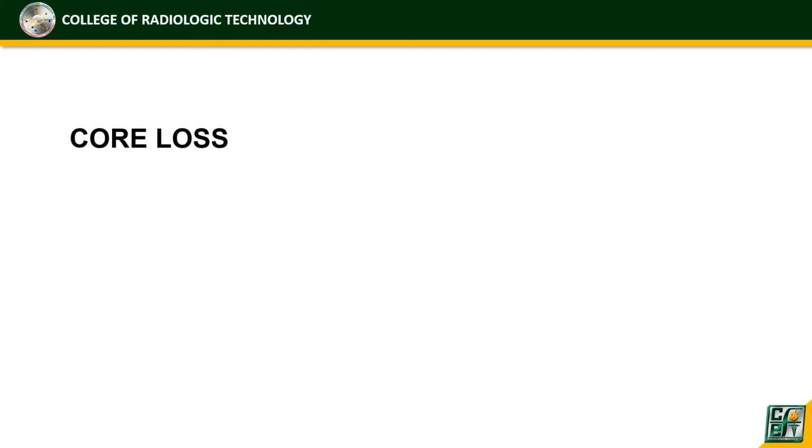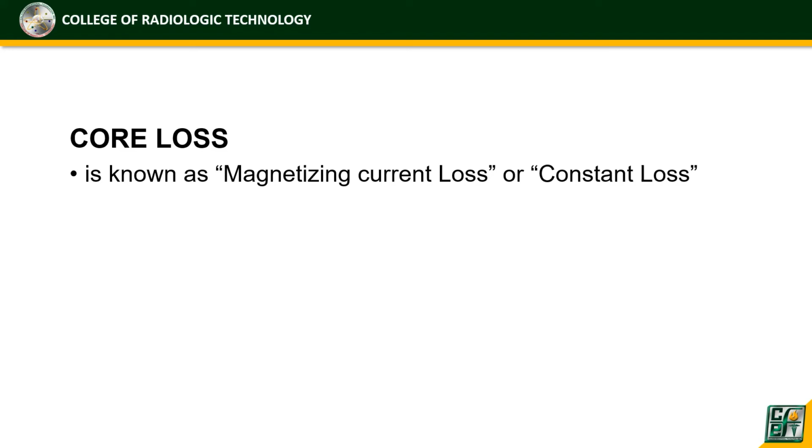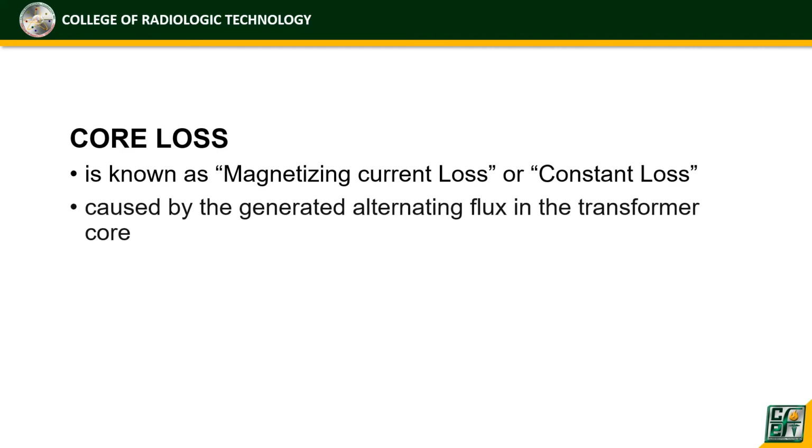Okay, next is the core loss. Syempre core loss. Ano pa ba to? Kung hindi power loss na ang cause ay ang kanyang core or ferromagnetic core. Okay, also known as magnetizing current loss or constant loss. Bakit kaya tinawag na magnetizing current loss or constant loss? Later, we will know why. Okay, pag discuss natin yung dalawang subtype na losses nito.